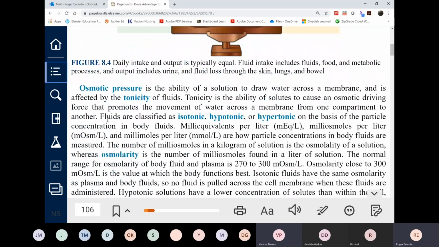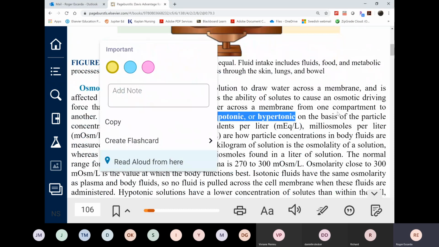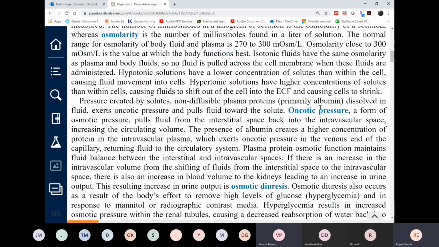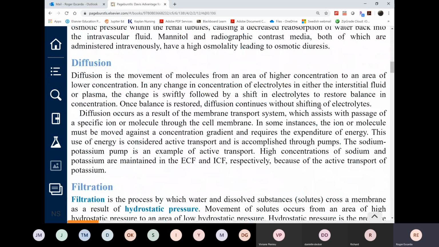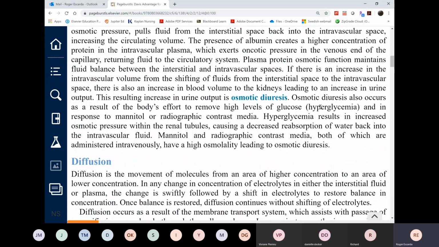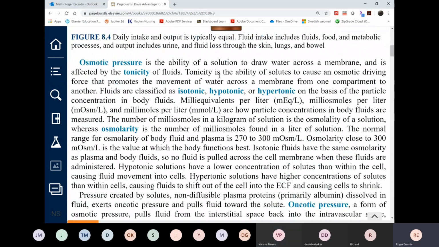Let's review also IV solutions. IV solutions can be iso, hypo, and hypertonic. Here is diffusion. So unlike diffusion, osmosis is where water moves from an area of lesser concentration to an area of greater concentration. Osmosis is the basis for choosing the IV fluid given to a patient.